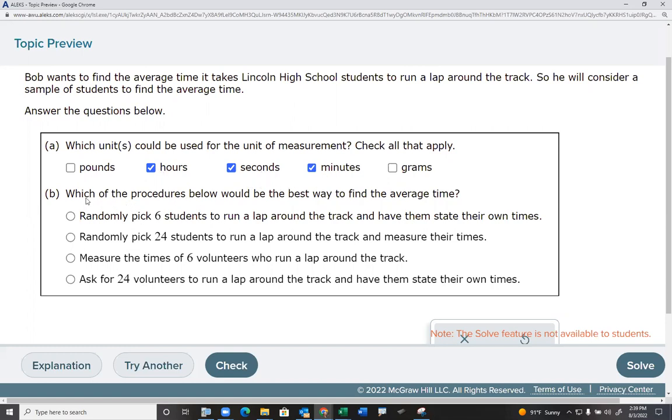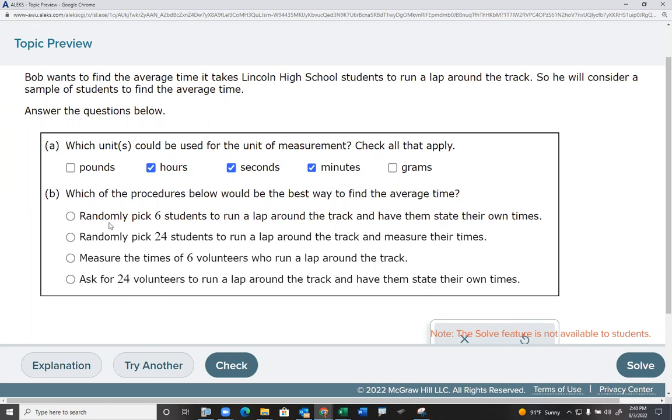Okay, part B. Which of the procedures below would be the best way to find the average time? Whoops, I need to click on that. Okay, so you could randomly pick 6 students, you could randomly pick students, that's the first 2, or you could use volunteers.